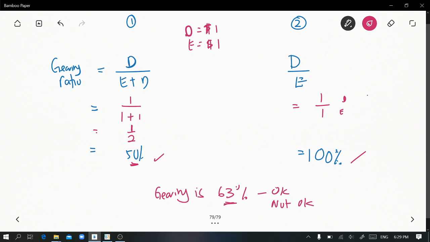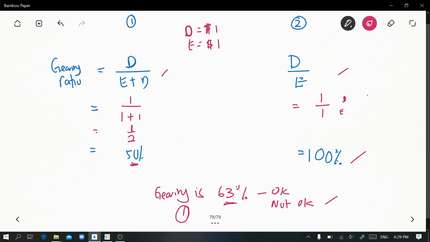Gearing is 63%. So the next question you should ask is, why? Because the next question you have to ask is, is it based on this formula or is it based on this formula? If gearing of 63% is based on the first formula, then it is not okay, because it must be below 50%. So now you got 63%, not good.